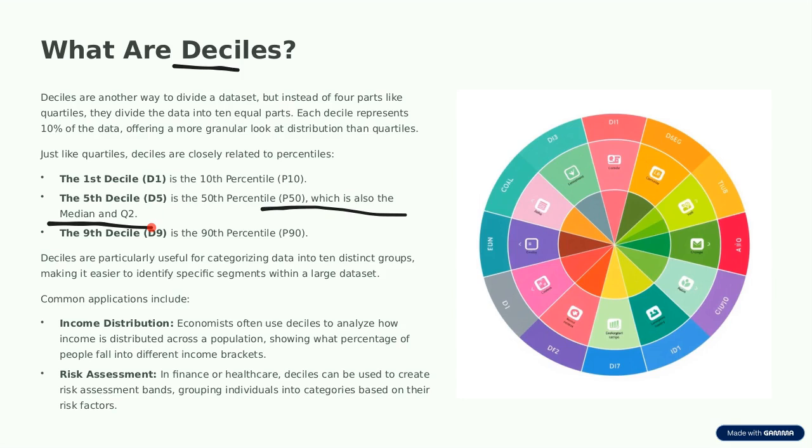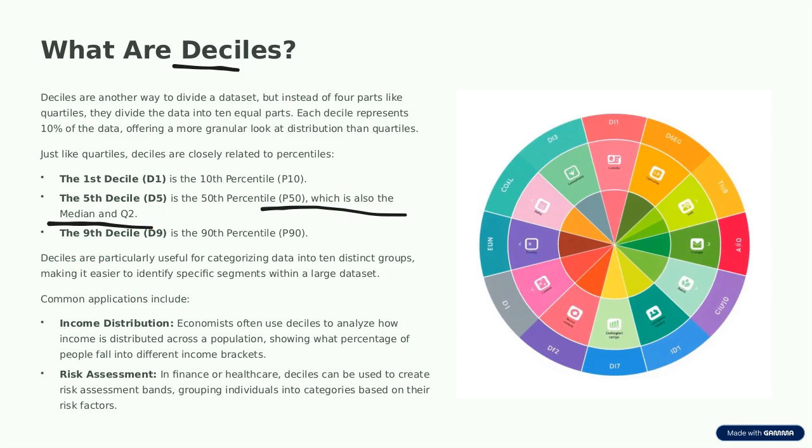So if the first decile is 10, the second is 10, the third is 10, that's 30 already. The fourth is 10, that's 40. The fifth also is 10, that's 50. So that's where you are going to find the 50th percentile, but that is the fifth decile. So that 50th percentile is the second quartile, as we just saw, and that is the median. So the 9th decile is the 90th percentile, which is P90.